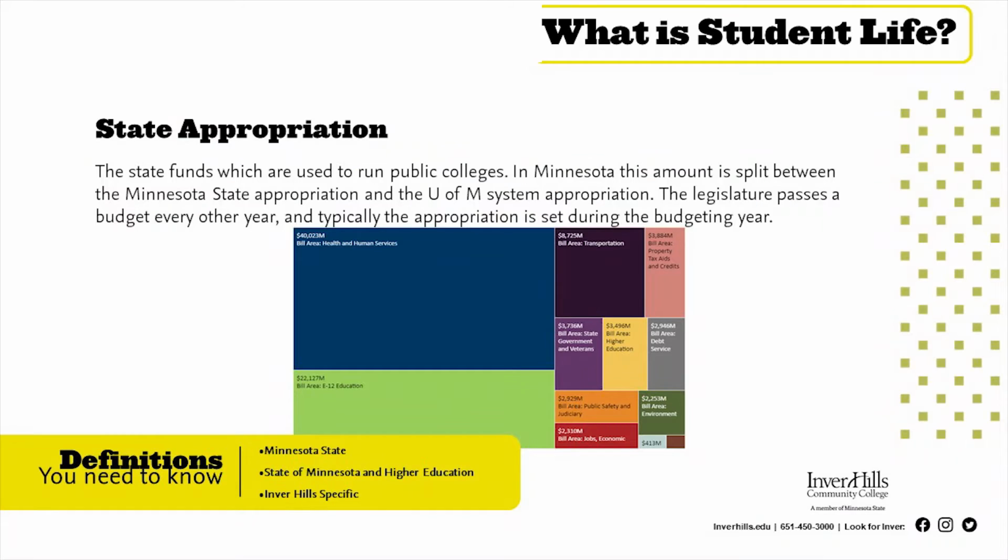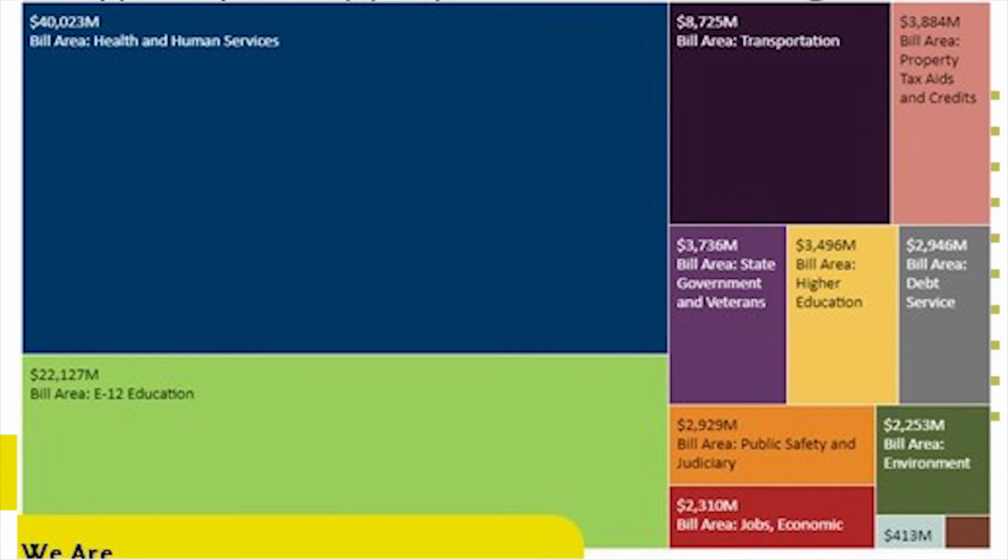The state appropriation is what we refer to as the bulk of money that is given from the state legislature to institutions of higher education. This is the breakdown of the state budget. As you can see, there's a yellow section that says bill area higher education in Minnesota. That is distributed out to the U of M and to the MnSCU system.